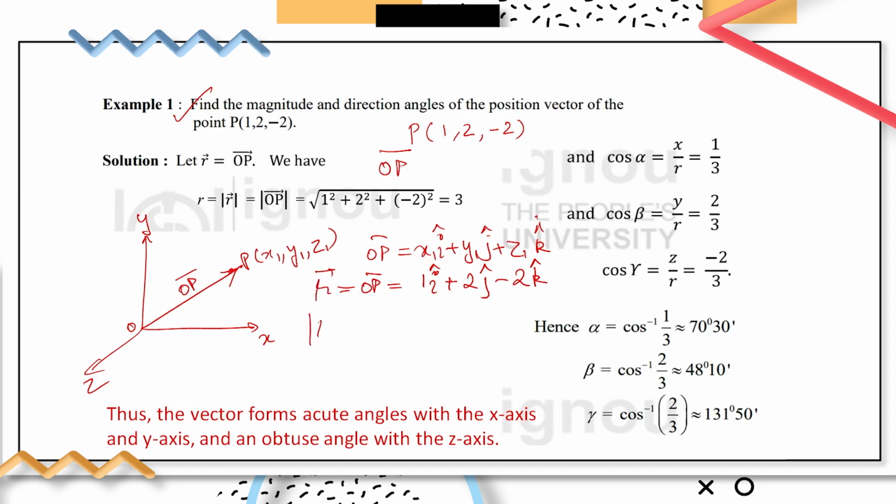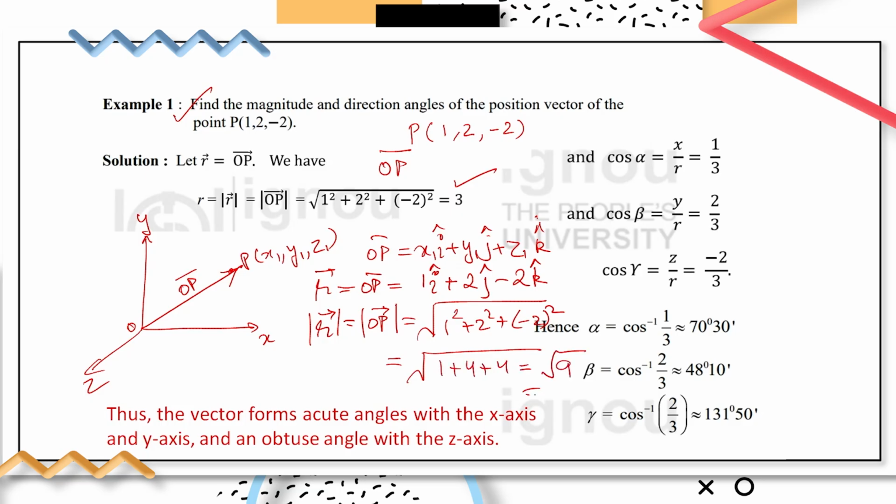The magnitude of this vector r, that is the magnitude of vector OP, will be given by square root of 1 square plus 2 square plus minus 2 square, which is this, and this turns out to be square root of 1 plus 4 plus 4, that is square root of 9, and that turns out to be 3.